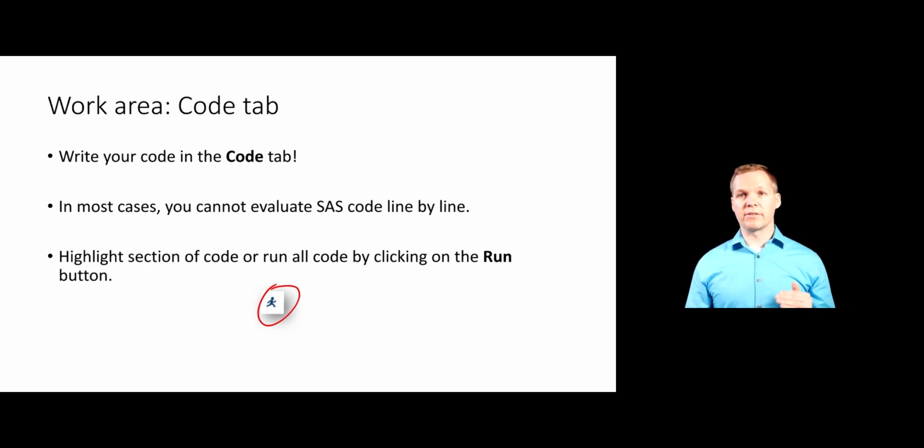Oftentimes what we're going to want to do is just highlight certain sections of the code that we want to submit and then run it that way.